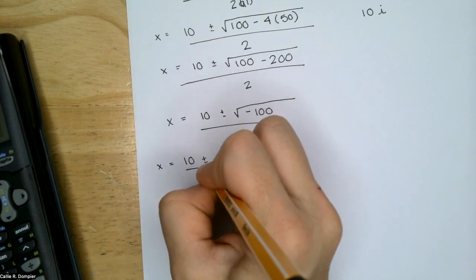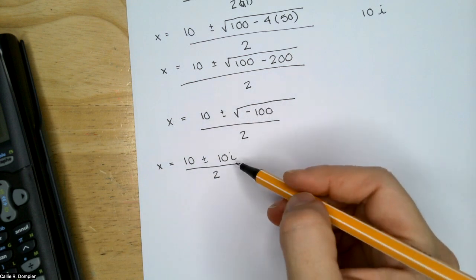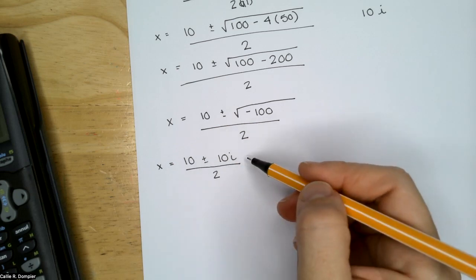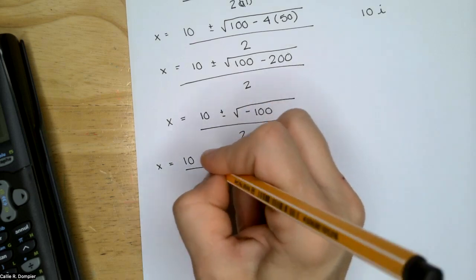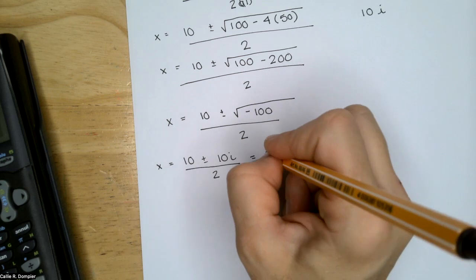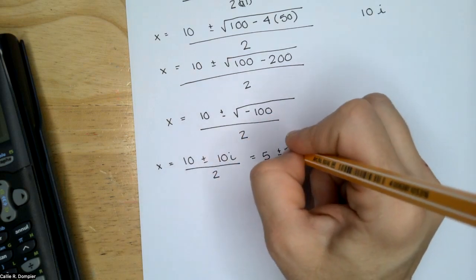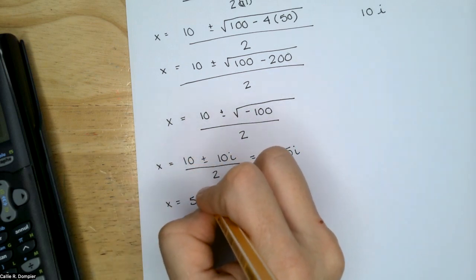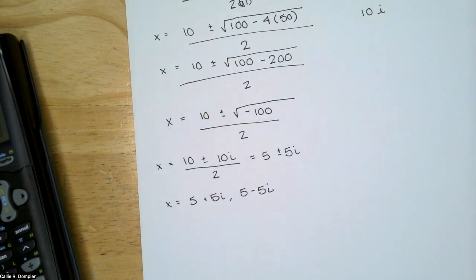So now we have X equals 10 plus or minus 10I over 2. Good. So we simplified under the radical. We got it out of the radical. We have 10 plus 10I, 10 minus 10I. Those are not like terms. So now we're just going to move on to dividing by 2. Take each part and divide by 2. 10 divided by 2 is 5. So have a plus and a minus. 10I divided by 2 is 5I. So now we have X is 5 plus 5I. X is 5 minus 5I. Good.